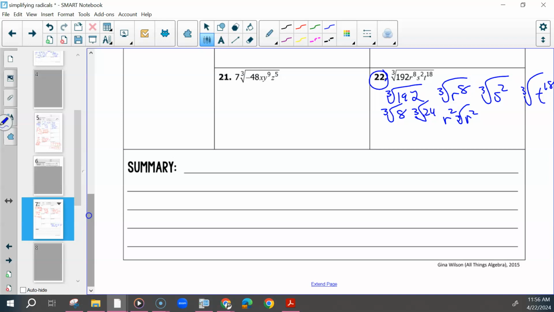3 goes, does 3 go into 2? No. So that one's going to stay the same. And then 3 goes into 18 how many times? 6. So t to the 6. The cube root of 8 we just found was 2. So on the outside we have 2 r squared t to the 6 times the cube root of 24 r squared s squared.